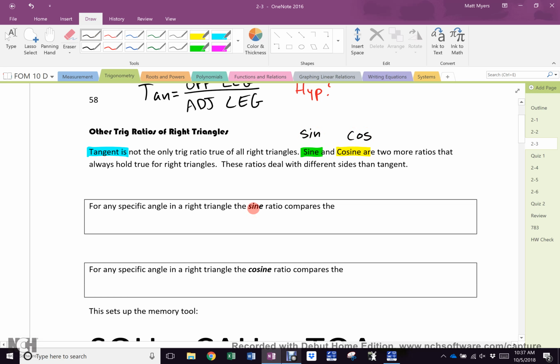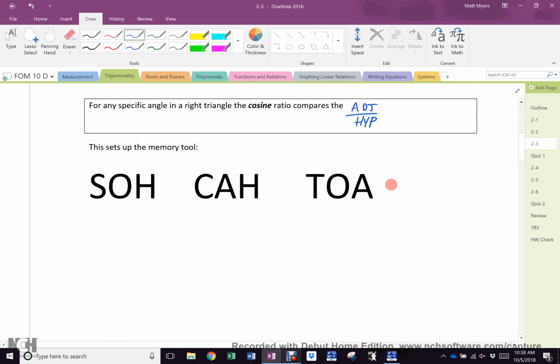Sine compares the opposite leg to the hypotenuse. You're smart people. If sine does the opposite, what does cosine do? Adjacent to the hypotenuse. Everybody cool? All right. Now we know three things.